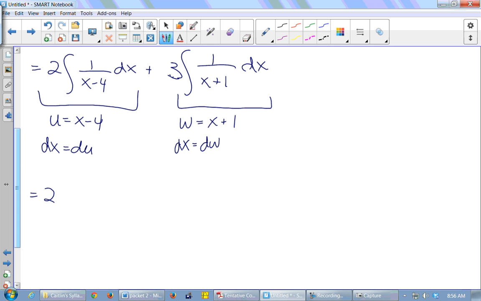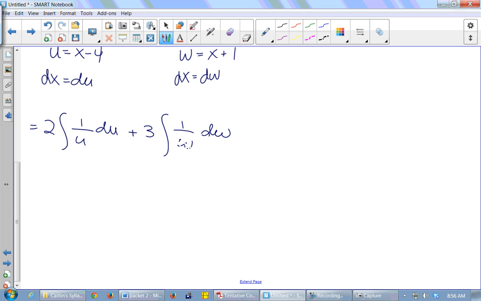All right, so this is 2 times the integral of 1 over u du plus 3 times the integral of 1 over w dw. And I know the antiderivatives of 1 over something, right? It's ln. So this is going to become 2 ln absolute u plus 3 ln absolute w, and then a plus c. Technically, these two integrals each have their own plus c, but because c is arbitrary and can take on an infinite number of values, I'm just going to smush them into 1 plus c.